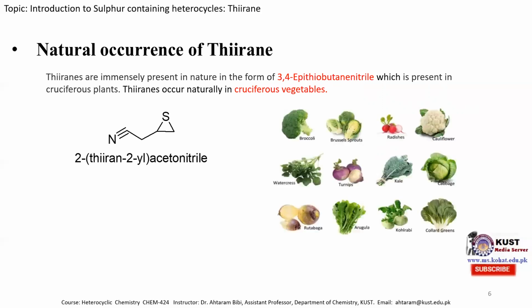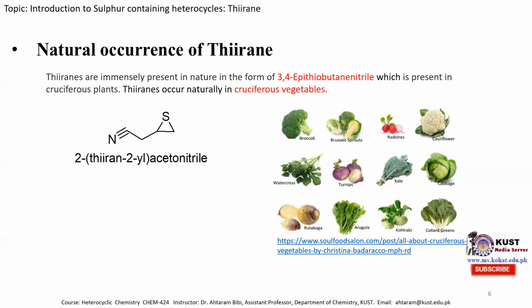leafy green vegetables, such as mentioned over here, that it is present in broccoli, radish, cauliflower, these green vegetables, turnips, etc. And this is the rutabaga, which is the Swedish turnip. So generally, thiirane exists in the form of 3,4-epithiobutane nitrile, and this molecule is present in various leafy vegetables, as mentioned over here.